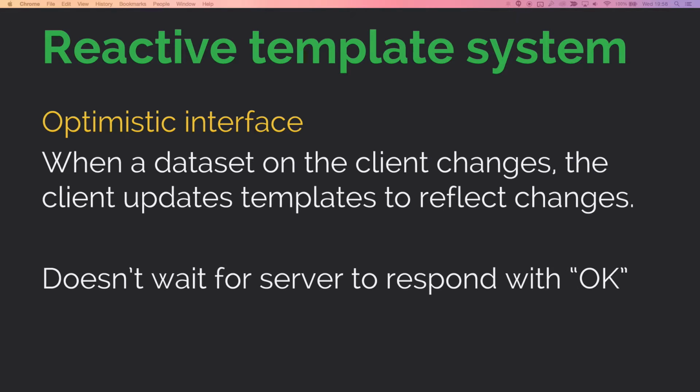The reactive templating system also has some optimistic interface properties. So when a data set on the client changes, the templating system knows which parts of the DOM it needs to re-render, and then it tries to sync that change back to Meteor. If it's rejected, then the changes will revert, and the user will get an error. But it makes Meteor applications a lot more usable over slow networks, and when you have a lot of load and you just can't respond to all those actions.